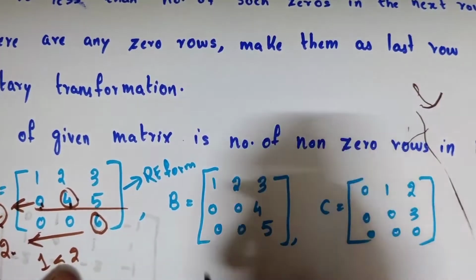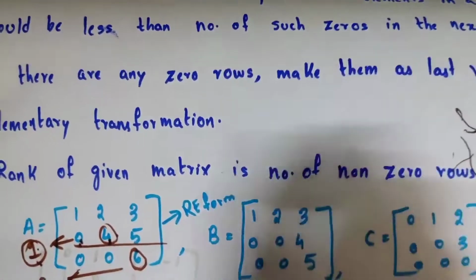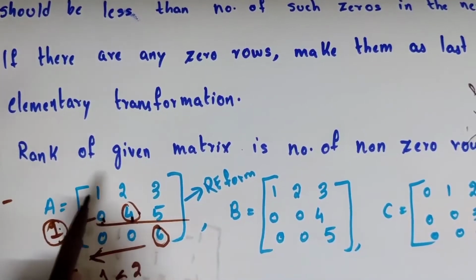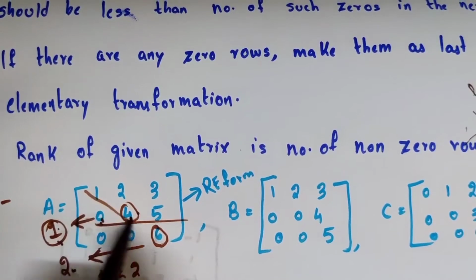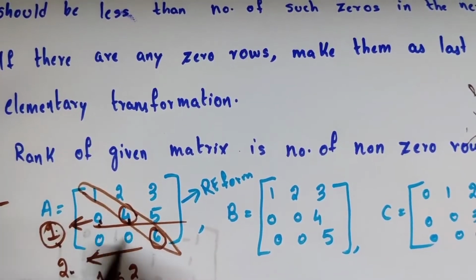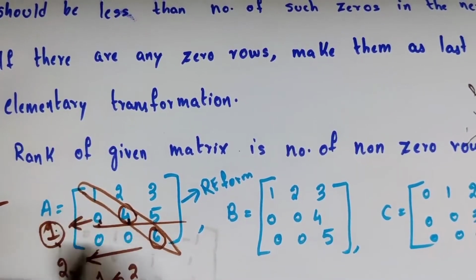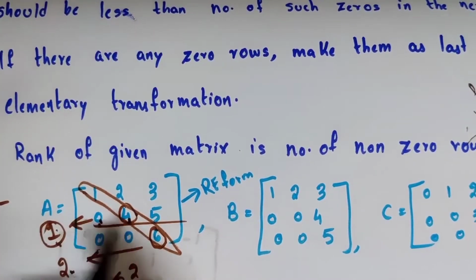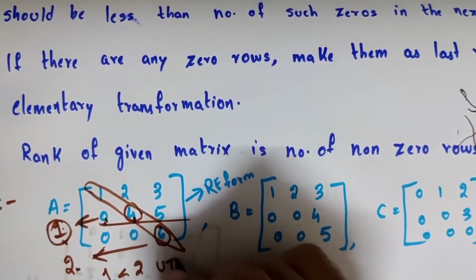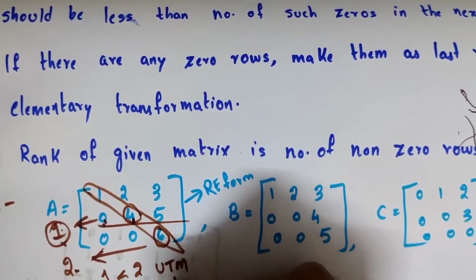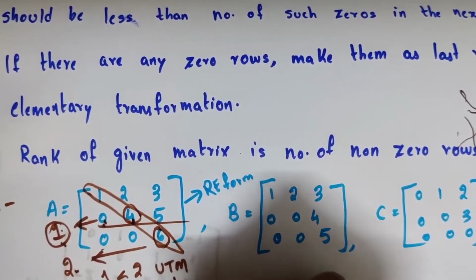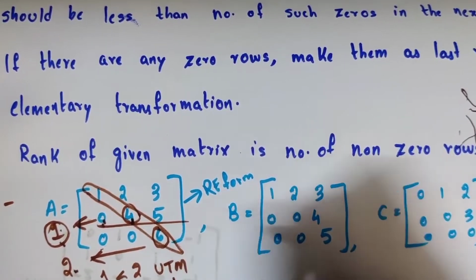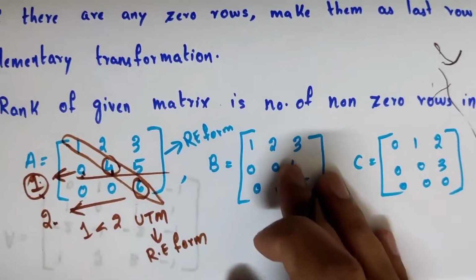Now consider this matrix. Indirectly, what is row echelon form saying? If you observe clearly, this is our principal diagonal. Below the principal diagonal we have all zeros, so you can say it is an upper triangular matrix. So row echelon form is nothing but converting a given matrix into an upper triangular matrix. That is our row echelon form.